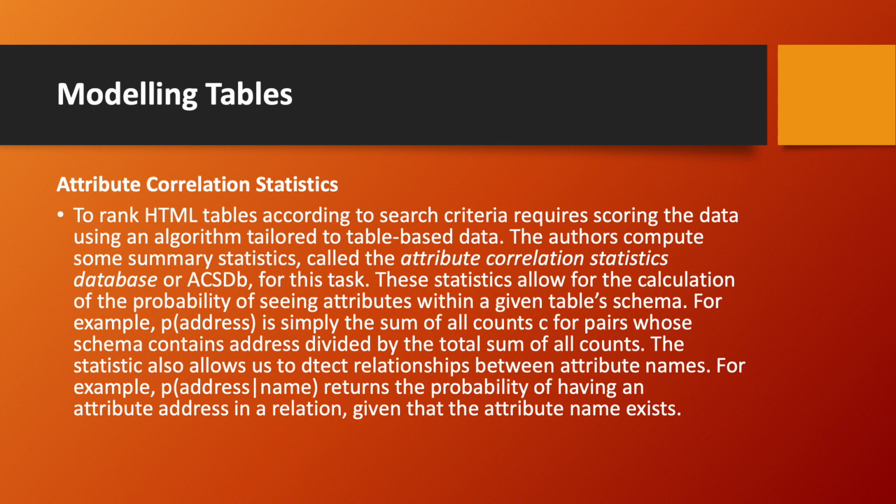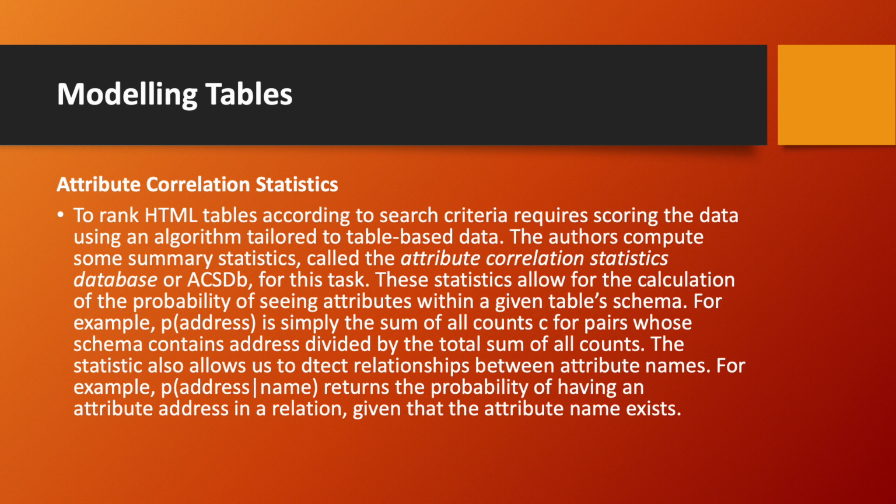Attribute correlation statistics. To rank HTML tables according to search criteria requires scoring the data using an algorithm tailored to table-based data. The authors compute a summary statistic called the Attribute Correlation Statistics Database, or ACSDB, for this task. These statistics allow for the calculation of the probability of seeing attributes within a given table schema. For example, P(address) is simply the sum of all counts C for pairs whose schema contains address, divided by the total number of all counts.